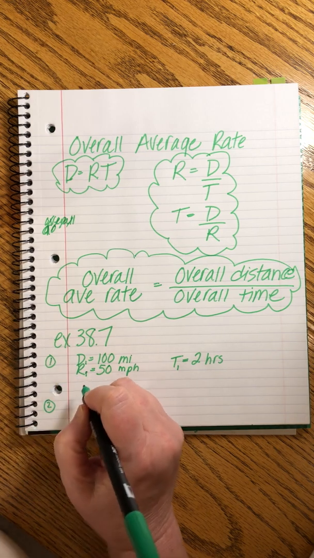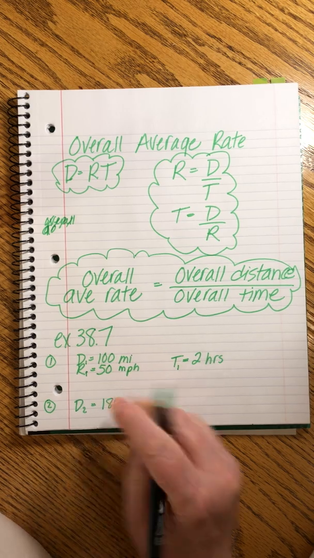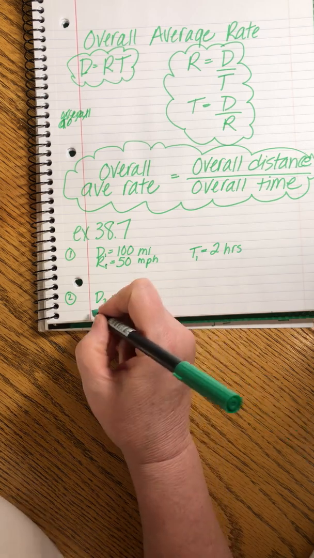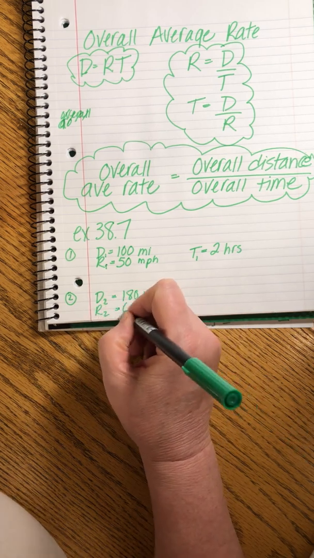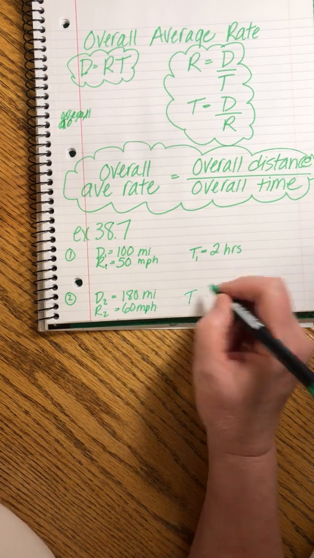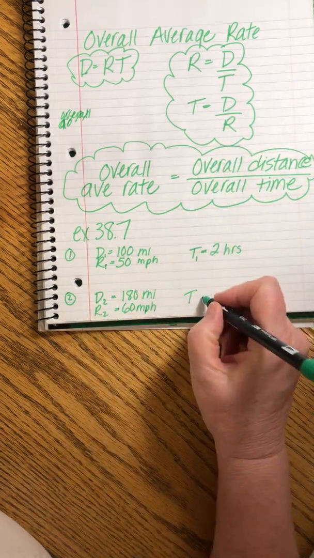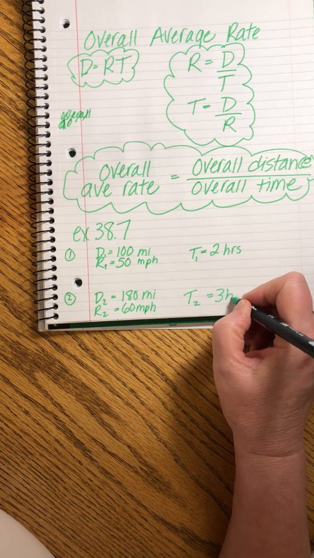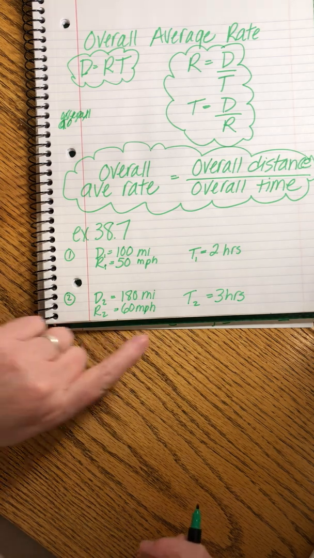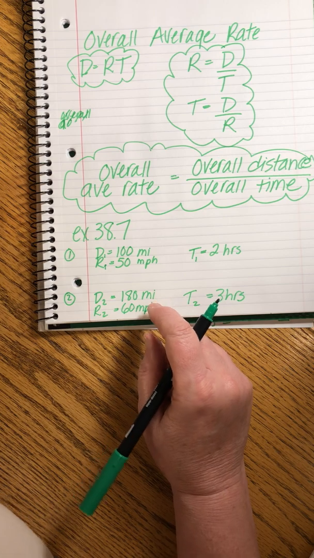The second scenario is that then they drove 180 miles. That's the second distance. I'll scoot up a little so you can see better at the bottom. At a rate of 60 miles per hour. So their second time, again, time is equal to distance divided by rate. Everything's set up. So their second time is equal to 3 hours. All right. Now we want to find, and it says, what was Frank and Judy's overall rate over the whole trip?